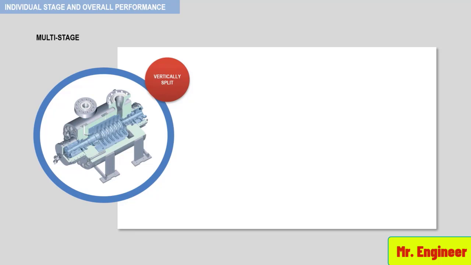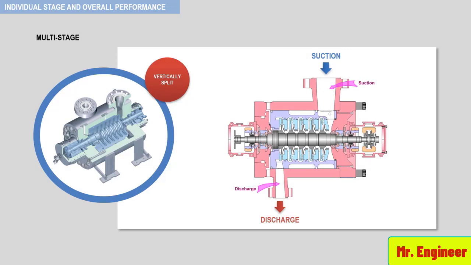This is a typical multi-stage centrifugal compressor with its corresponding cut-section view. Having previously discussed performance characteristics of a single compressor stage, we will now examine the effects that multi-stage compressor configurations have on the overall compressor performance curve.